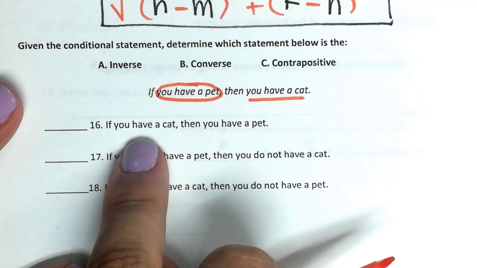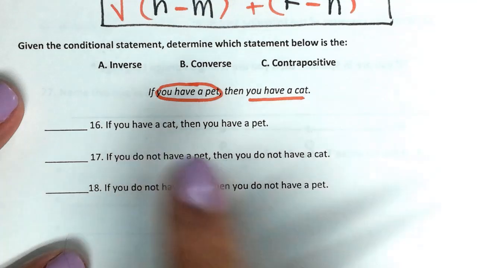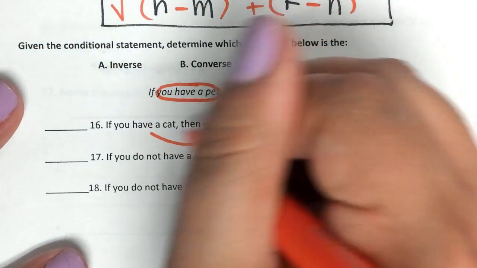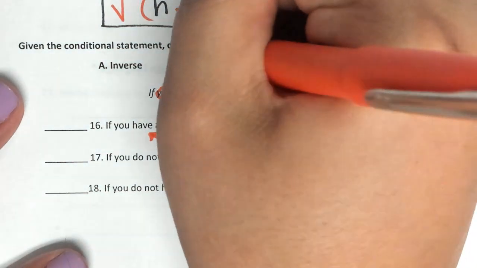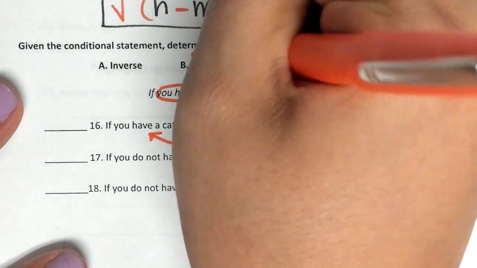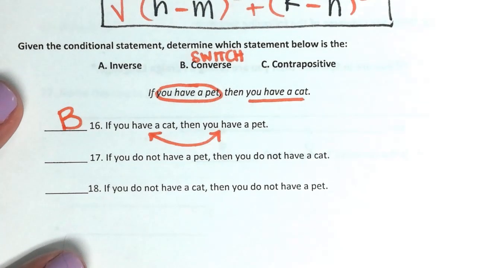Number 16, it says if you have a cat, then you have a pet. What did it do? Reverse. It switched. Which one of these is switch? Converse. Remember, my daughter always switches her shoes? Converse.